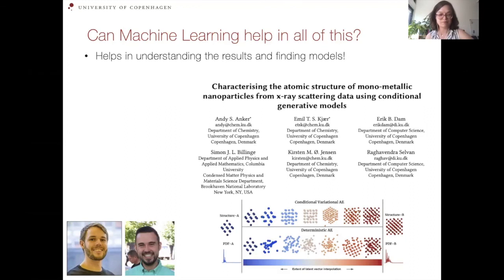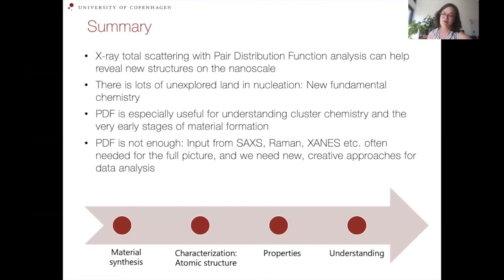So basically what I wanted to say is that PDF is wonderful and we can learn a lot about materials from PDF analysis. We think it's excellent for this sort of nucleation chemistry, where we learn a lot of new chemistry by following atomic distances, because we can use it to understand both cluster chemistry, the early stages of material formation, and also the final materials. It's also important that PDF is not really enough. We always need different data. We do quite a lot of small angle scattering and combine that with our data, and we're learning how to also combine with spectroscopies to have this full picture.